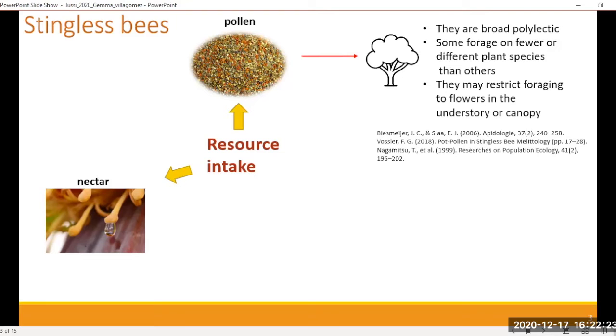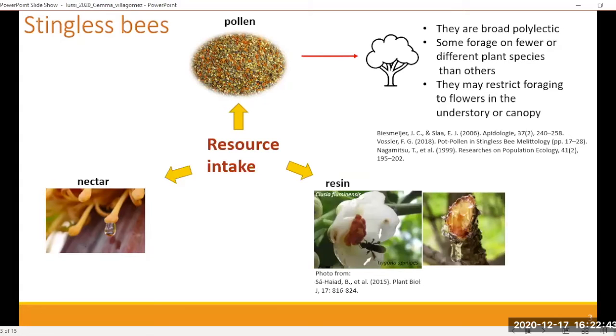However, some species will forage on fewer or different plant species, and they may also restrict their foraging to understory or canopy. It may be to avoid competition between the different bee species, but there are also maybe other differences that we still don't know about, for why they prefer certain plants above others.